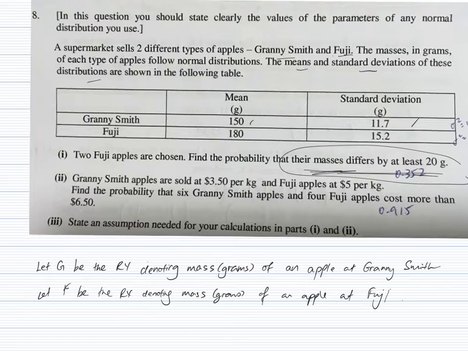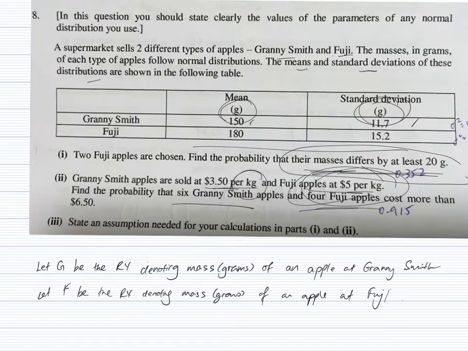So now we are computing probability based on cost. Granny Smith apples are sold at $3.50 per kilogram, and Fuji apples are $5 per kilogram. So I'm looking at 6 Granny Smith apples, which have a certain cost per kilogram. Another thing that might trick people is that here they are looking at kilograms, but remember the question was in terms of grams. So we need to do the appropriate conversion. So 4 Fuji apples at $5 per kilogram follow this normal distribution, and 6 Granny Smith at $3.50 per kilogram follow this distribution.